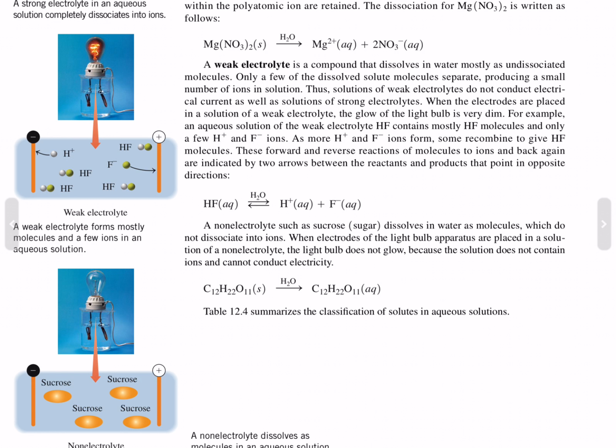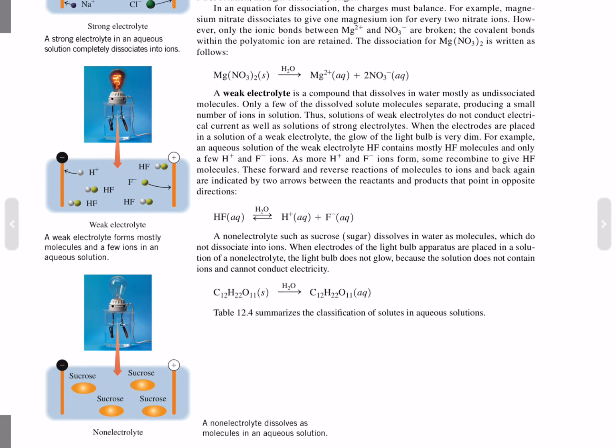A non-electrolyte, such as sugar, dissolves in water as molecules, which do not dissociate into ions. When electrodes of the light bulb apparatus are placed in a solution of a non-electrolyte, the light bulb does not glow because the solution does not contain ions and cannot conduct electricity. Table 12.4 summarizes the classification of solutes in aqueous solutions.